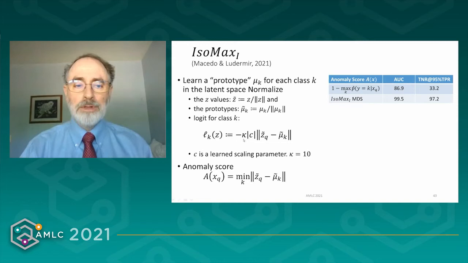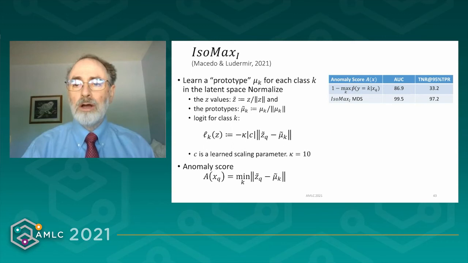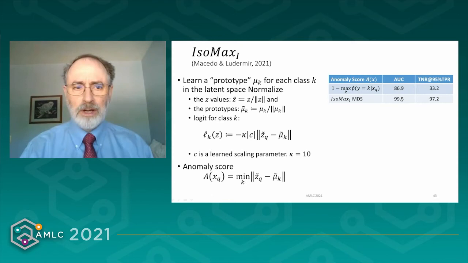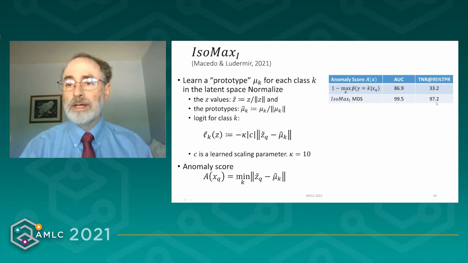as a parameter kappa that they set, a learned scaling parameter c, and then the Euclidean distance measured in that normalized space. And they again saw big improvements in AUC. I believe this was also on CIFAR-10, and improvements in the true negative rate while achieving a true positive rate of 95%. So very nice performance there.